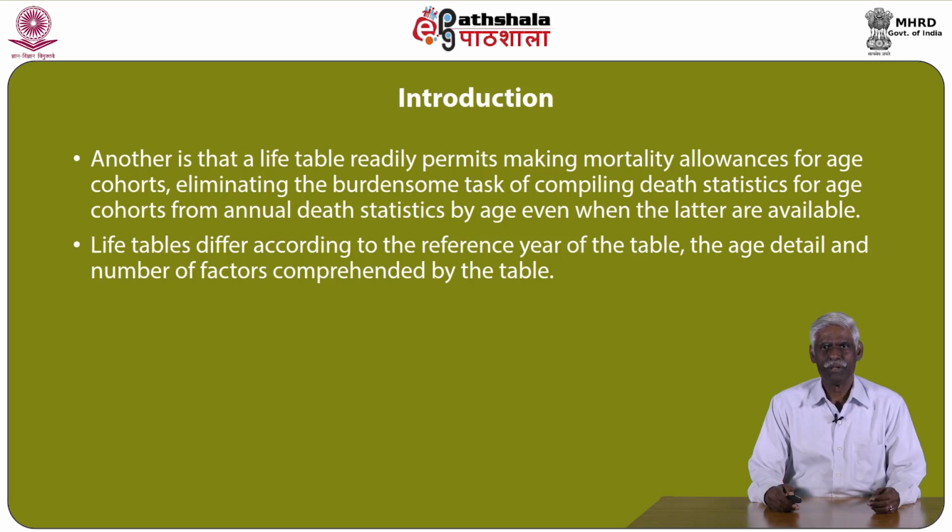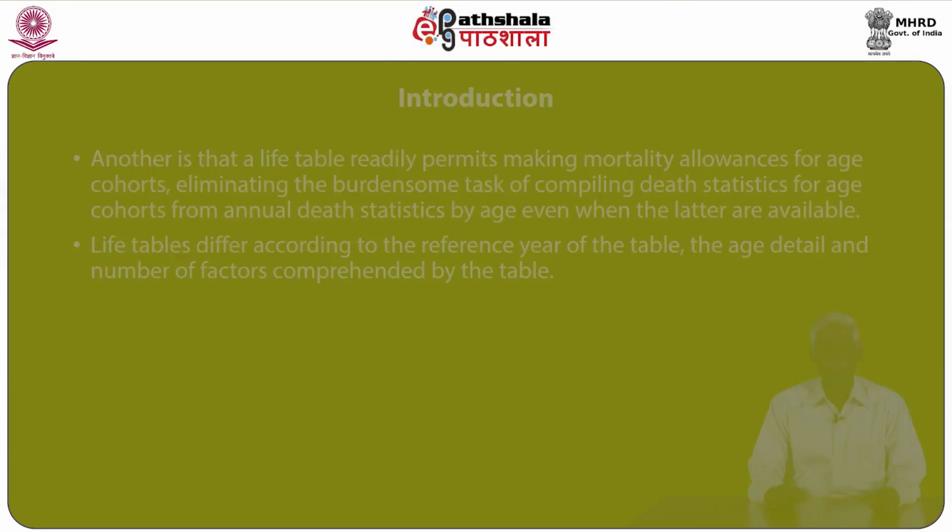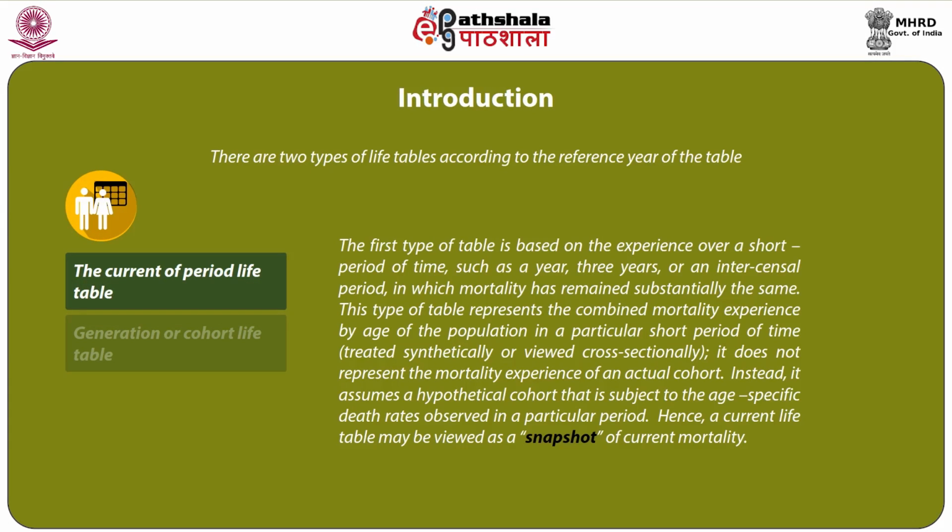Life tables differ according to the reference year of the table, the age details and the number of factors comprehended by the table. There are two types of life tables according to the reference year of the table, that is: 1. The current or period life table and 2. Generation or cohort life table. The first type of table is based on the experience over a short period of time, such as a year, 3 years or an intercensal period in which mortality has remained substantially the same.